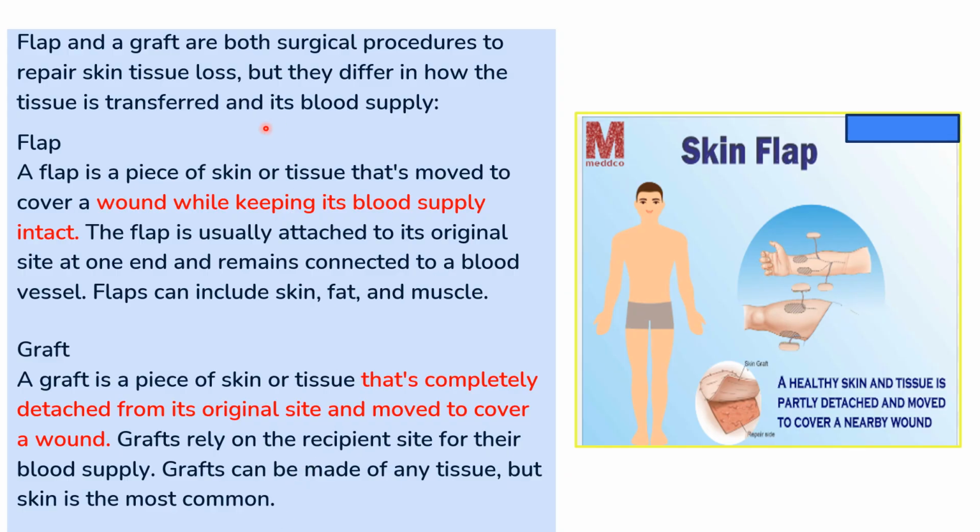Now the next important topic is flap. Now one must understand the difference between the flap and the graft. A flap is a piece of skin or tissue that moves to cover a wound while keeping its blood supply intact. And the flap is usually attached to its original site at one end and remains connected to the blood vessel. While the graft is a piece of skin or tissue that is completely detached from its original site and moved to cover the wound. So that's the basic difference between the flap and the graft.